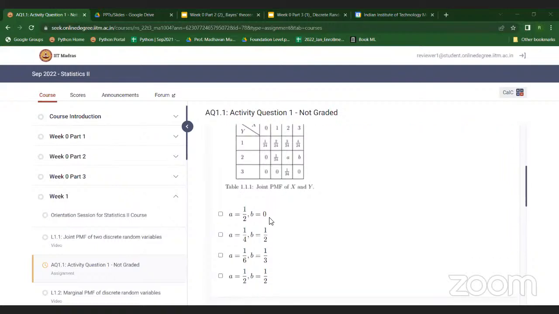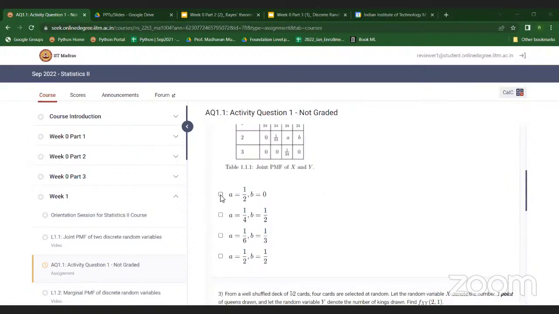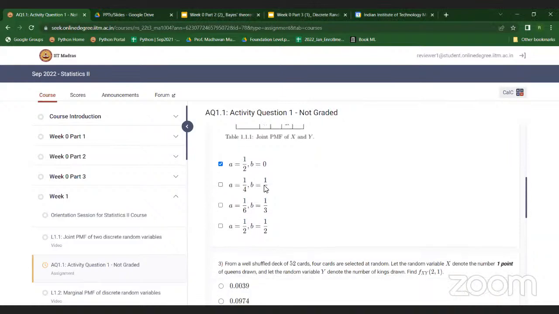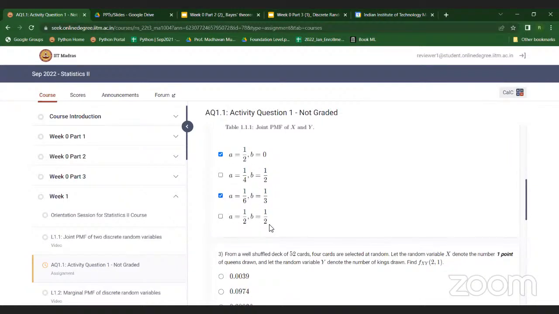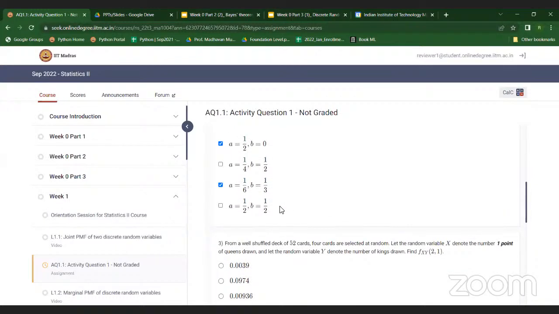Now that we have this total sum equal to 1 by 2, the remaining sum, which is the unknowns A plus B, should be equal to 1 by 2. So let us check this. The first option is correct because 1 by 2 plus 0 is equal to 1 by 2. The second option is not correct because it's going to be more than 1 by 2. The third option is correct: 1 by 6 plus 1 by 3 is 3 by 6, which is 1 by 2. The fourth option is wrong because then the sum is going to be more than 1.